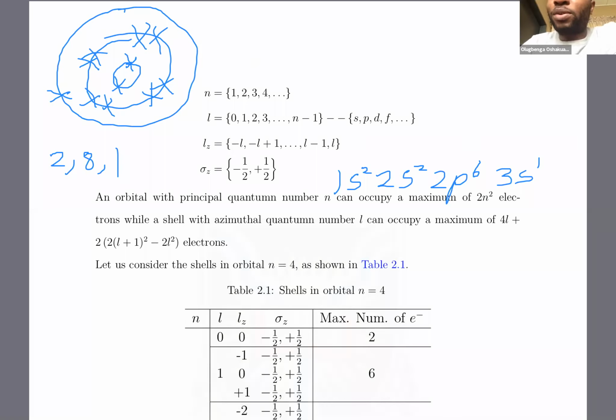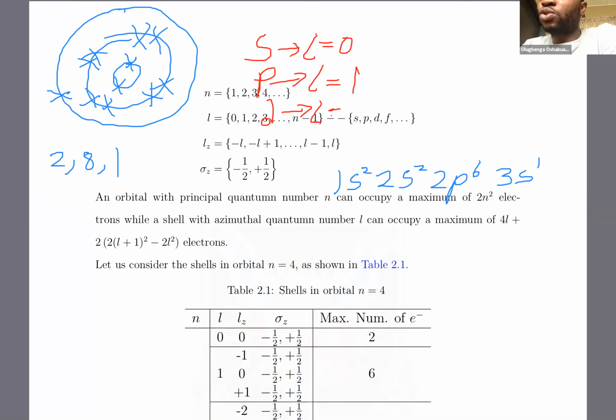we are referring to L equal to 0, the azimuthal quantum number being 0. And when we are referring to P, we are talking about the azimuthal quantum number being 1, and when we say D, the azimuthal quantum number is 2. So just like the principal quantum number starts from 1, 1, 2, 3, the azimuthal starts from 0.